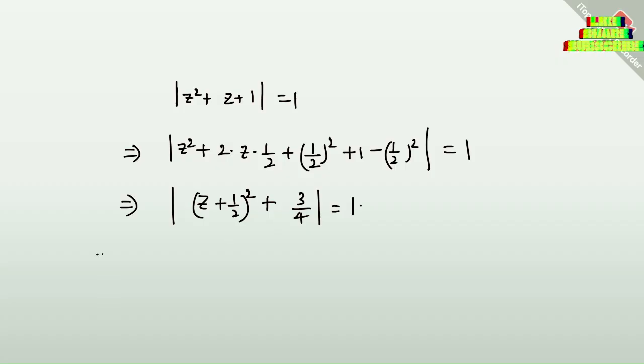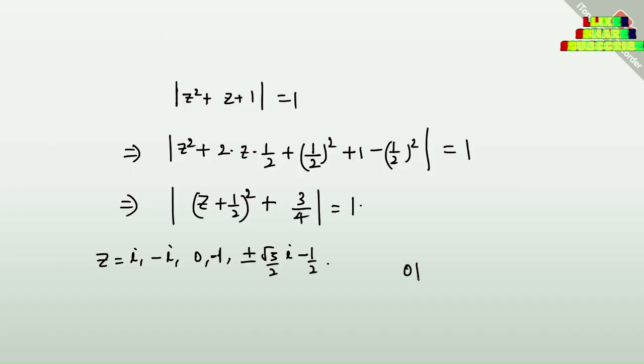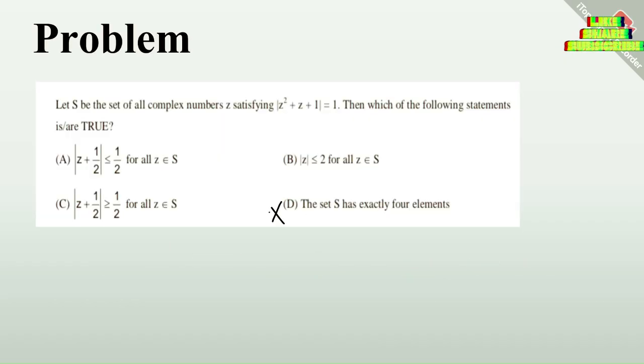Now we can check here. If you put Z is equal to iota, Z equal to minus iota, 0 and negative of 1, and if we put here plus minus under root 5 over 2 iota minus 1 over 2, then this equation is satisfied. So therefore there are more than 4 complex numbers that satisfy this equation. So the set S has exactly 4 elements. Option D is incorrect. Now we have to check about all these remaining 3 options.